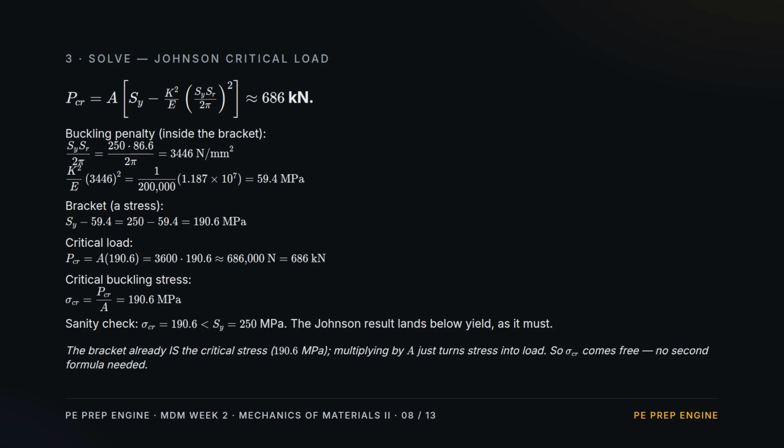Part 2. The Johnson load. Build the buckling penalty inside the bracket, subtract it from yield, and the bracket is the critical stress. Multiply by the area for the critical load, about 686 kilonewtons, and do the sanity check that must always pass. The buckling stress lands below yield. Johnson delivered a stress under yield, exactly as an intermediate column should.